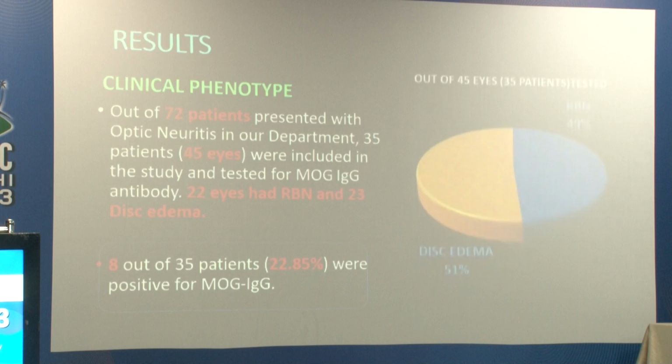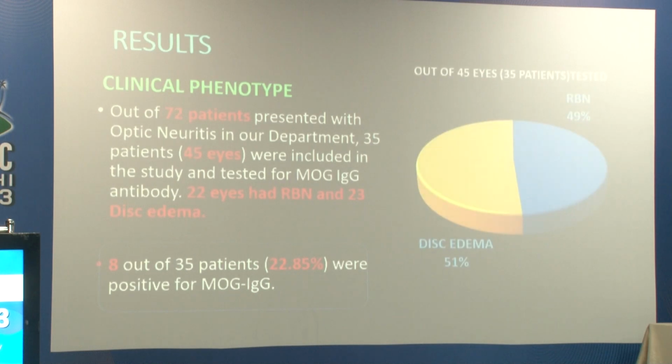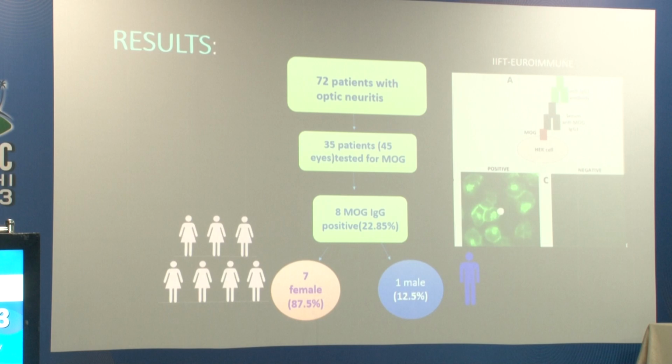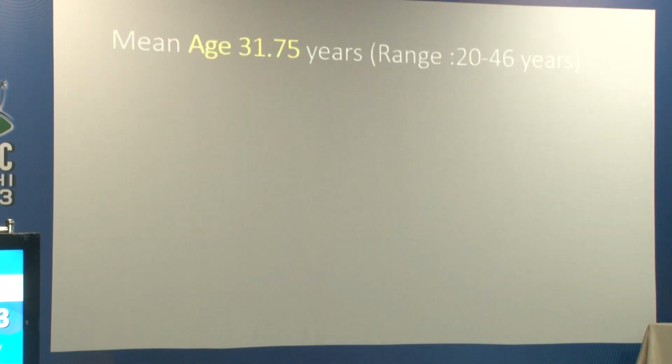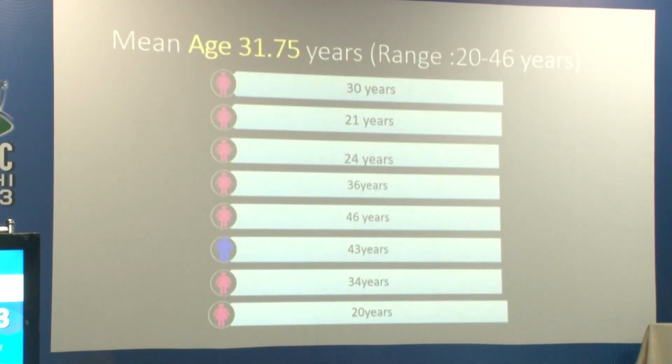Coming to the results, out of 72 patients presenting with optic neuritis in our department, we included 35 patients and tested for MOG IgG. 22 eyes had retrobulbar neuritis and 23 eyes presented with disc edema, and 8 out of 35 patients were positive for MOG IgG. Out of these 8 positive patients, 7 were females and 1 was a male, and the mean age was 31.75 years.